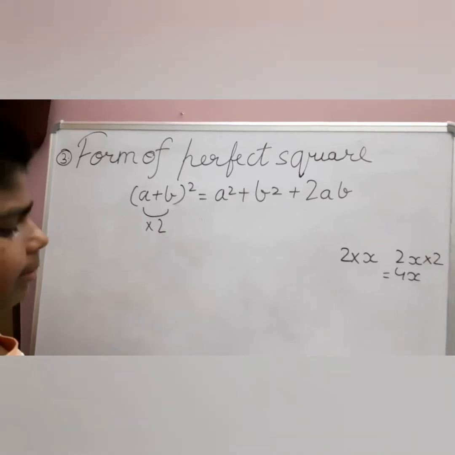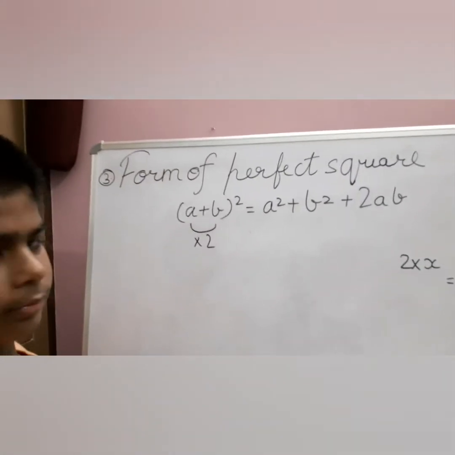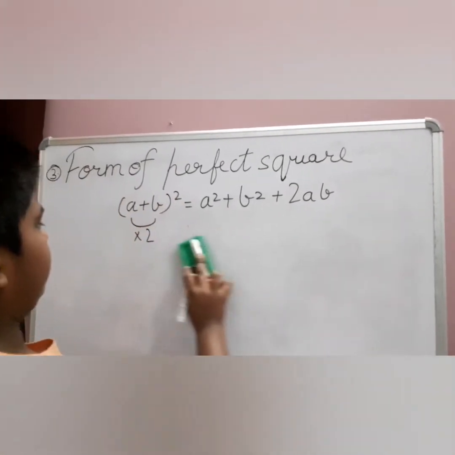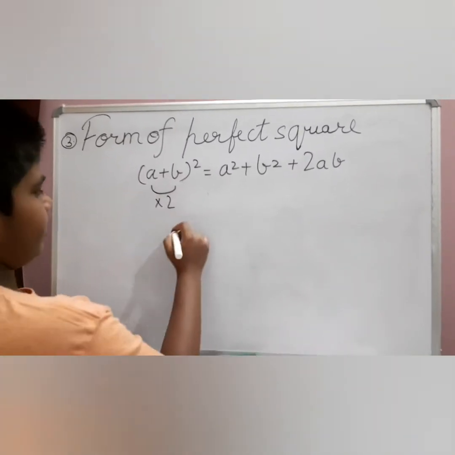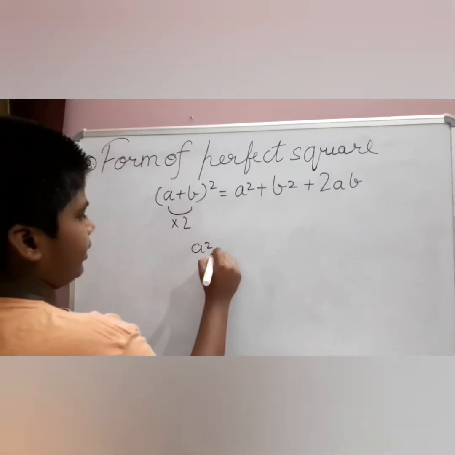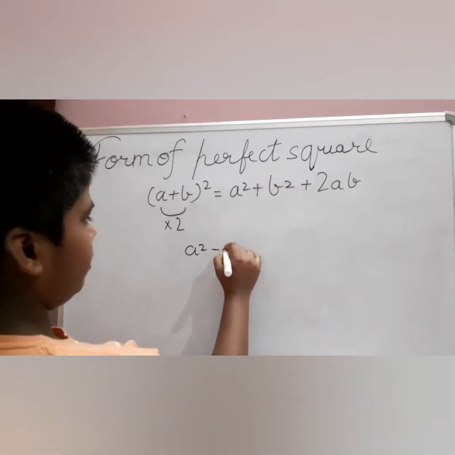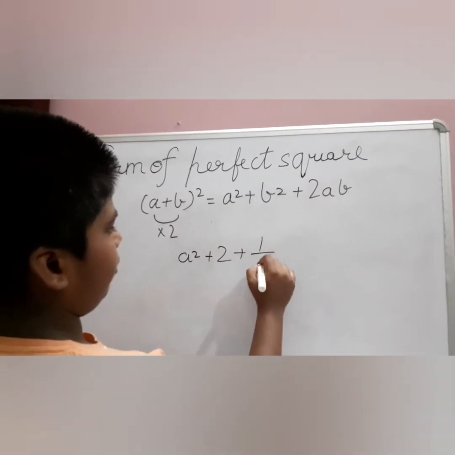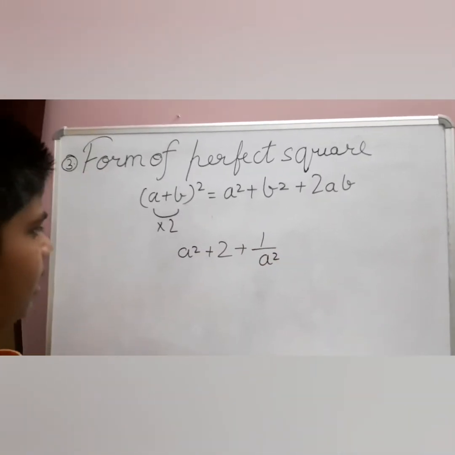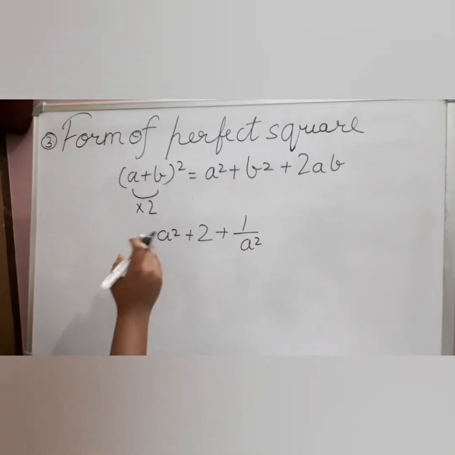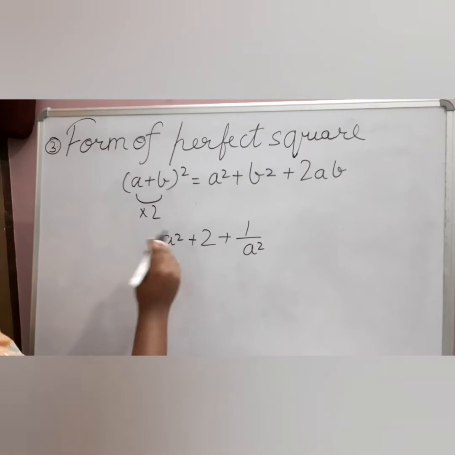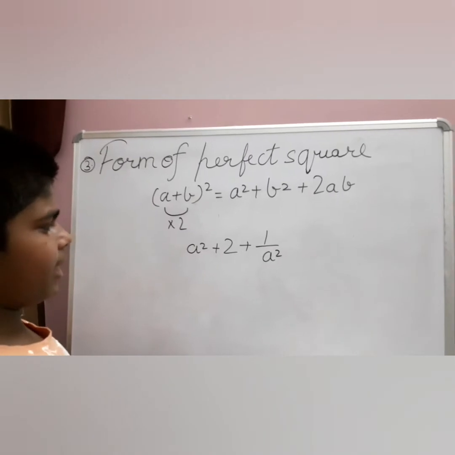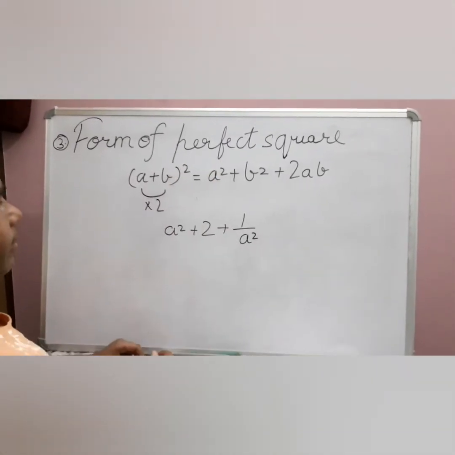Second example is a little bit harder. This we can also write down like a square plus 2 plus 1 upon a square. Now I told you that first we have to apply the step to take common. Nothing can be taken common. Second, pairs or groups. We can't make pairs. Third, form of perfect square.